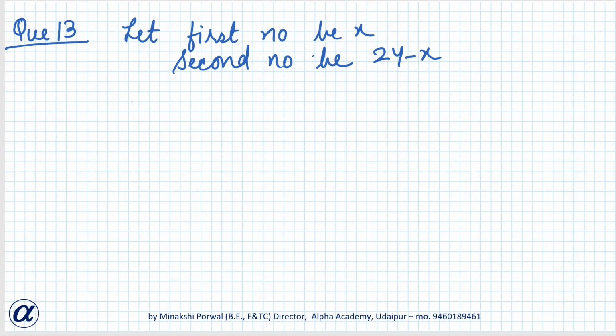Now let us define a function P(x), which is the product of these numbers, and we have to maximize this function. Two numbers whose sum is 24, whose product is as large as possible. That means we have to maximize this function P(x).